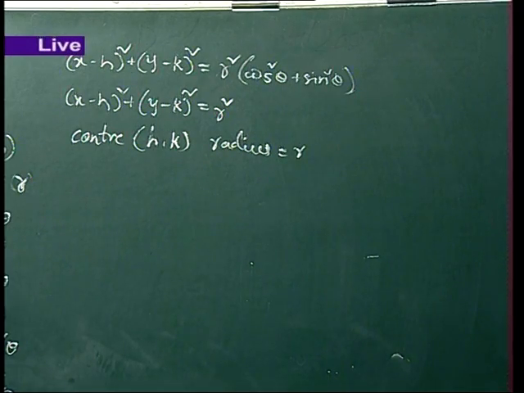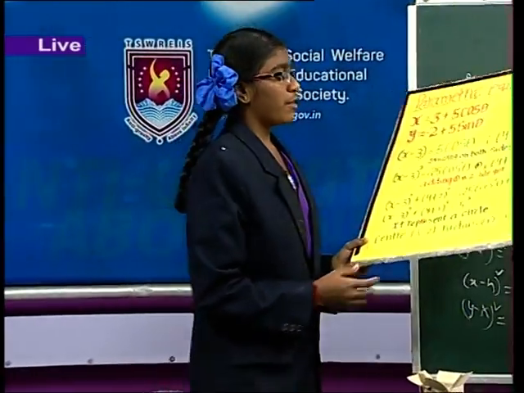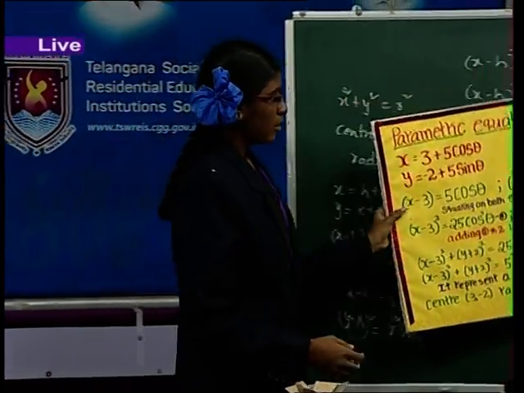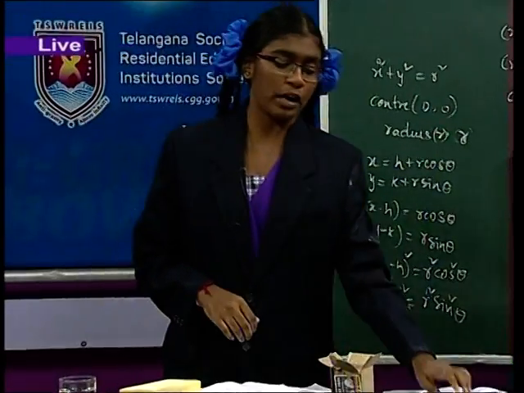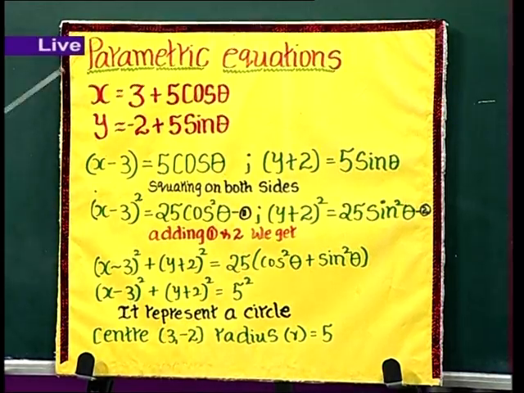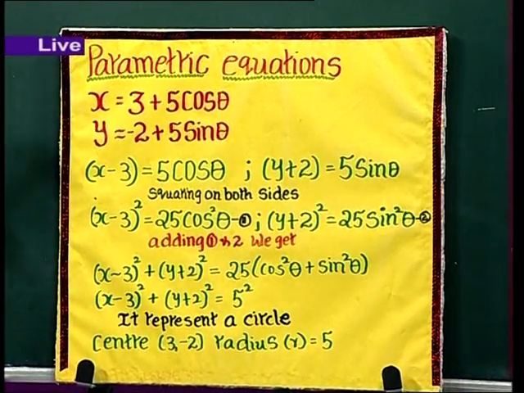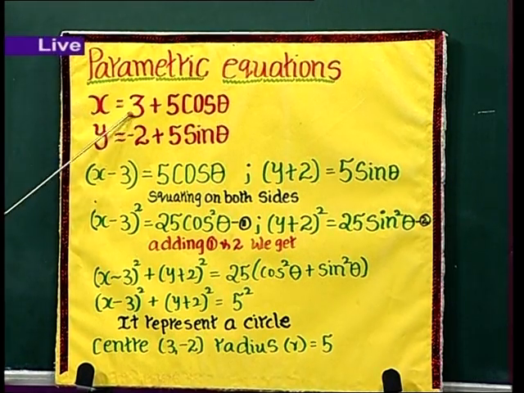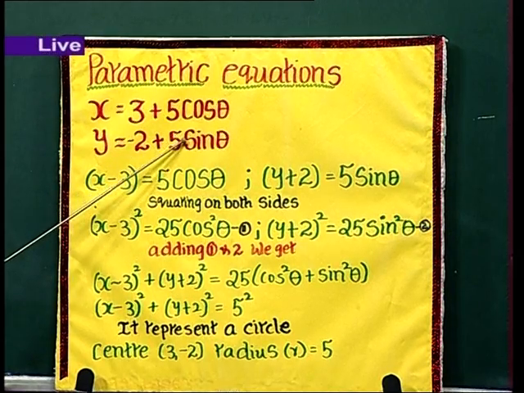Now we are going to take some parametric equations to prove that. Here we take the values x is equal to 3 plus 5 cos theta, y is equal to minus 2 plus 5 sin theta.